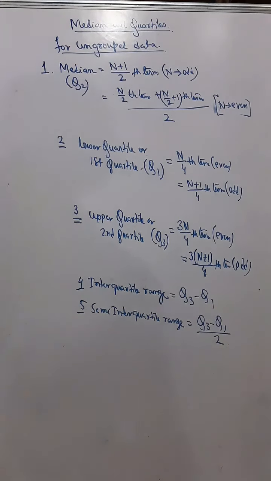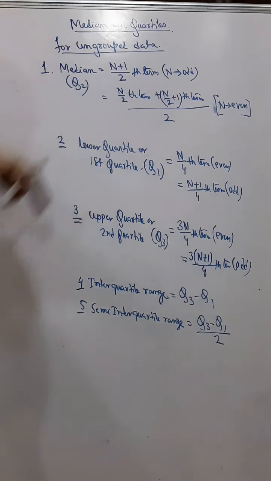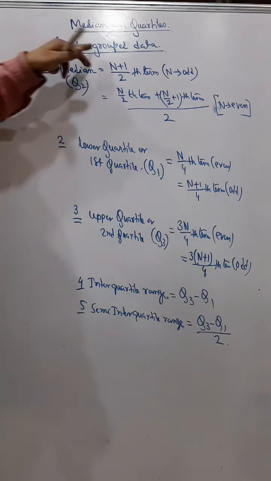Okay, students, we will do median and quartiles today. This is a part of central tendency. In central tendency, we generally have mean, median, and mode, and also quartiles. Previously we have already done the arithmetic mean. Now today we'll do median and quartiles for ungrouped data.